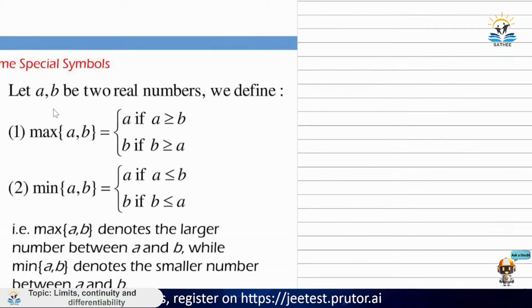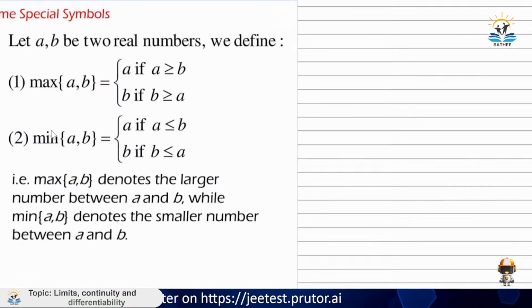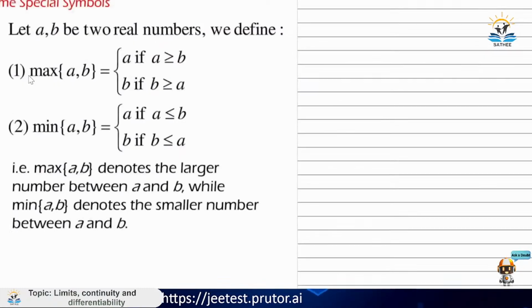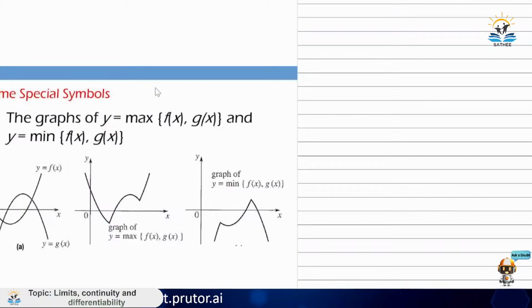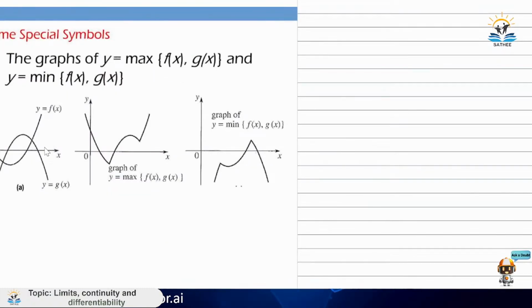Okay, so let's do some special symbols. This is also very understandable. What do you mean by maximum of a comma b? That is easily understandable. Doing the graph is important. This is often given in JEE as well, that you have to plot the graph of the maximum of f of x and g of x.